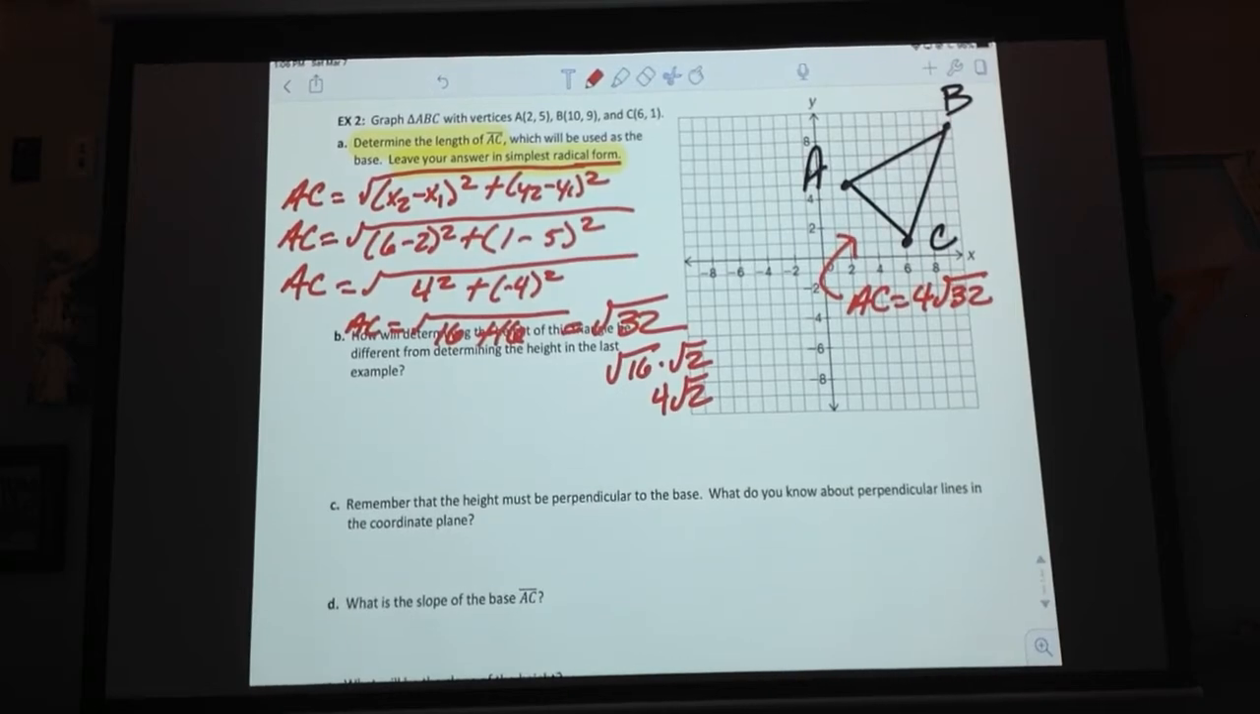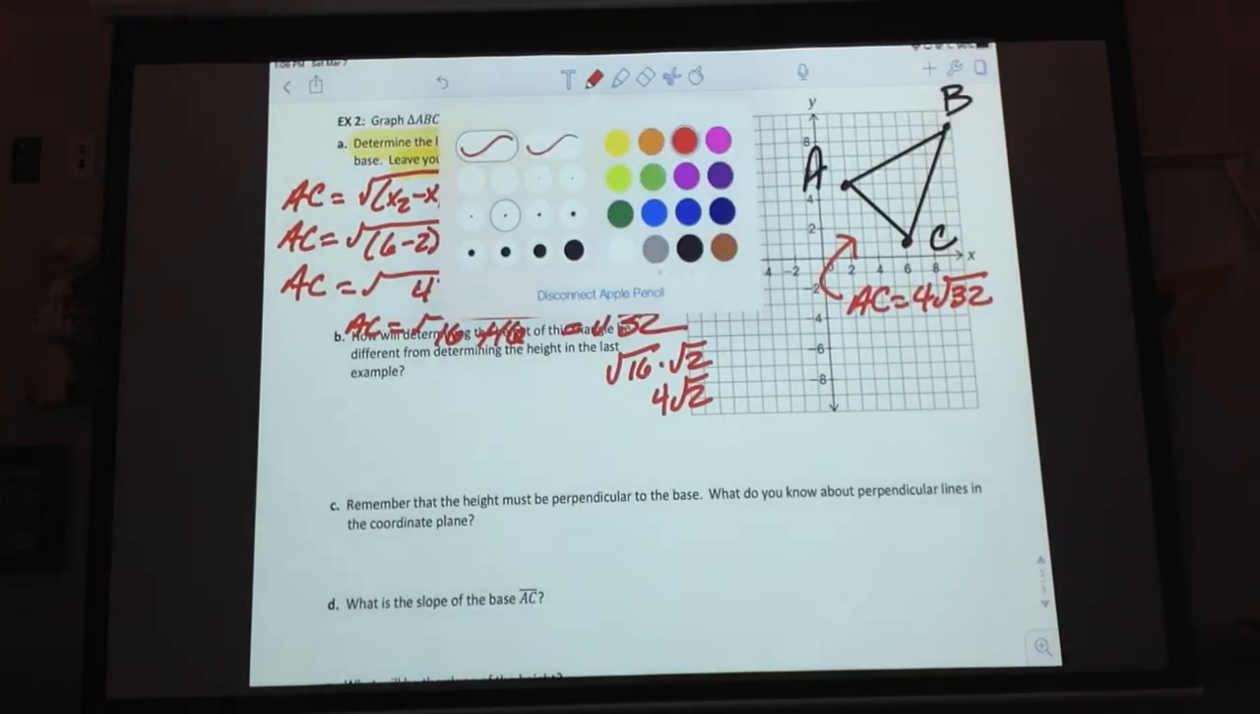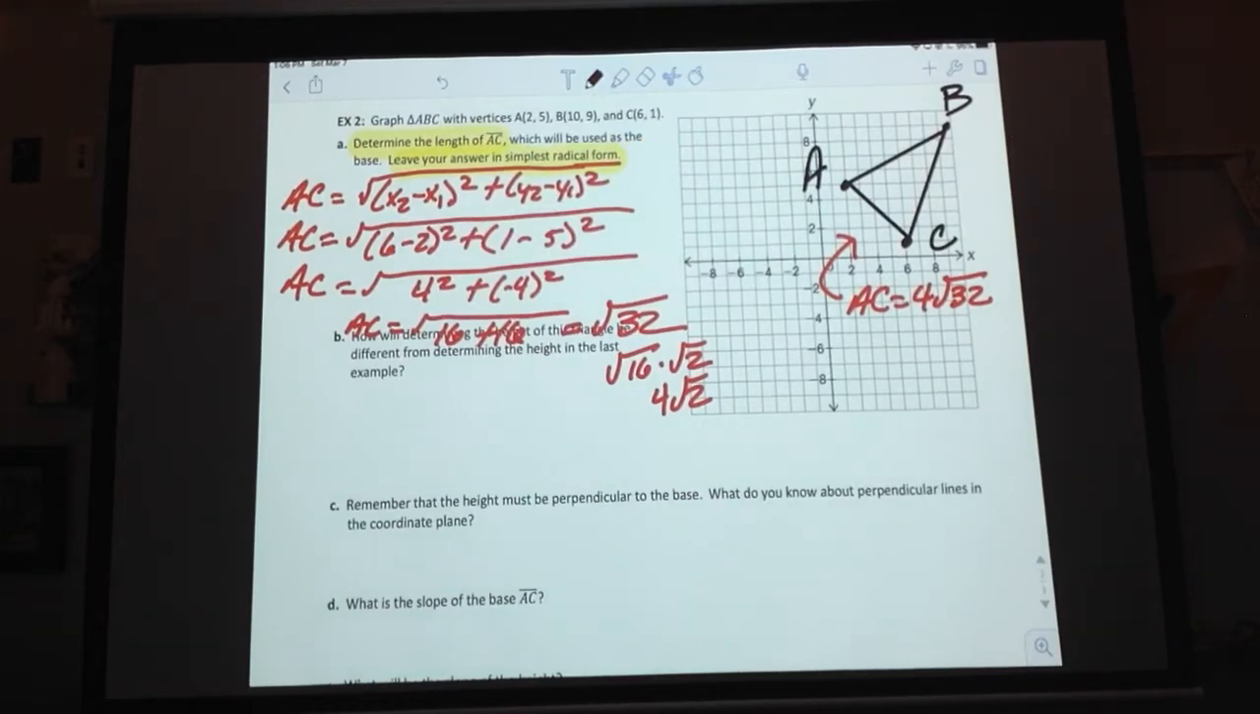All right. The next thing says, how will determining the height of this triangle be different from determining the height in the last example? Well, in the last example, I had a horizontal line so I could draw a vertical line down to it. This time, AC is not a horizontal line, nor is it a vertical line, so I can't simply draw to it.